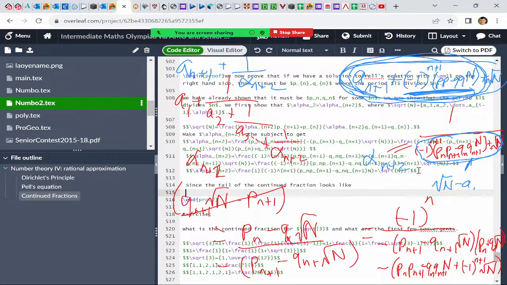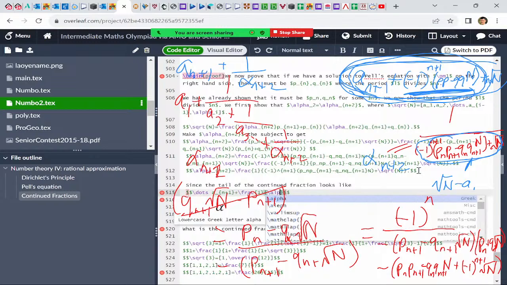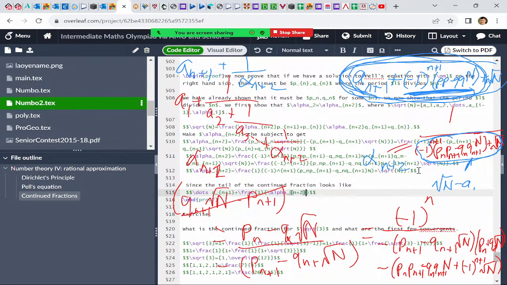Since the end of the tail, the continued fraction looks like this. So let's put some dots there, and then we have a_m plus 1 on alpha m plus 2. Okay.